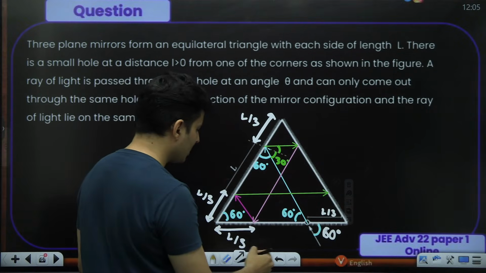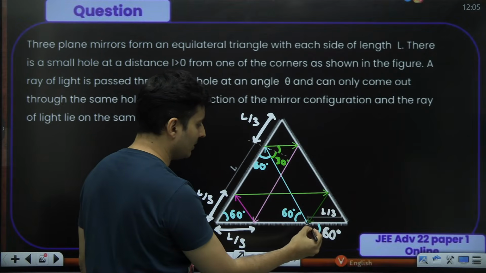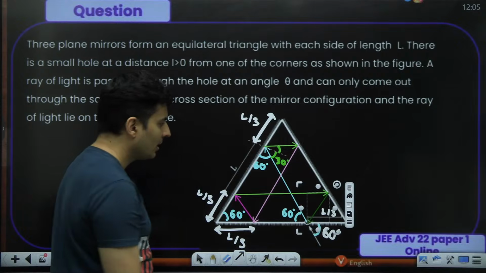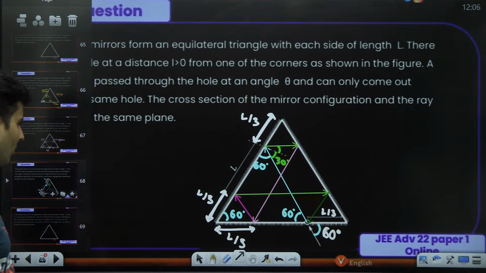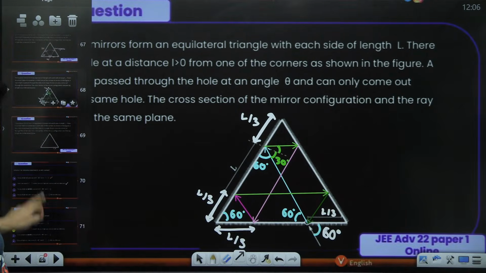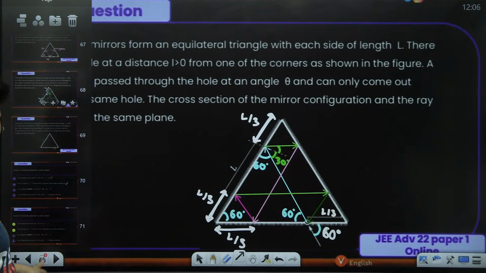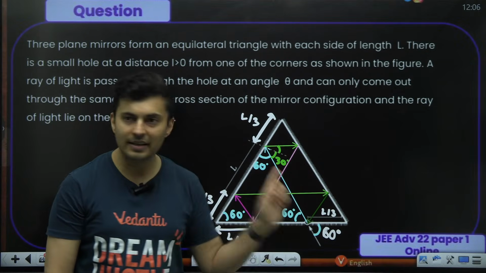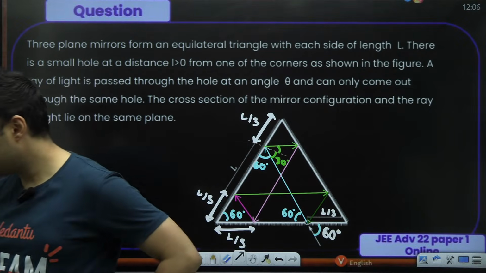And after reflection over here, it will rebound here. Is that right? Yep. And I think that was given something over here. The ray of light will never come out for theta is equal to 60 and L is equal to L by 3. So it is going like this and eventually it is reaching over here. Just check this out. Interesting.